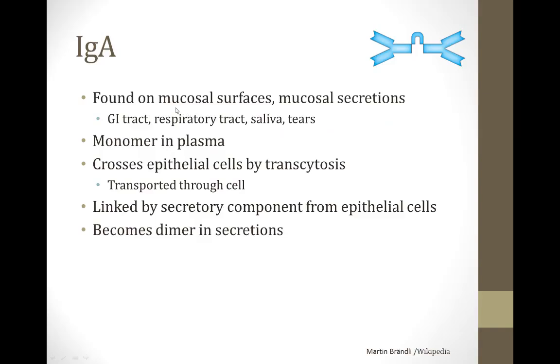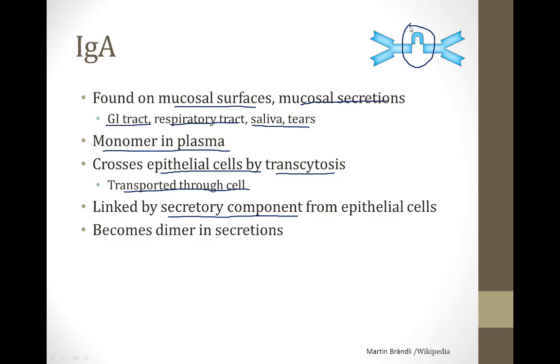IgA is the main antibody of mucosal surfaces and mucosal secretions, so you will find it in the GI tract and the respiratory tract. You can also find it in saliva and tears. It's a monomer in the plasma, but then it crosses epithelial cells by a process called transcytosis and gets transported through the cells. And as it goes through those cells, it gets linked by something called the secretory component, which is represented by this little link here, and then it becomes the dimer that you find in the secretions.